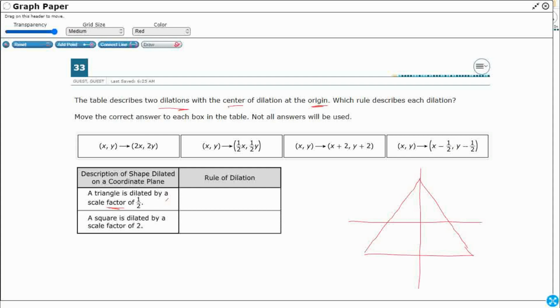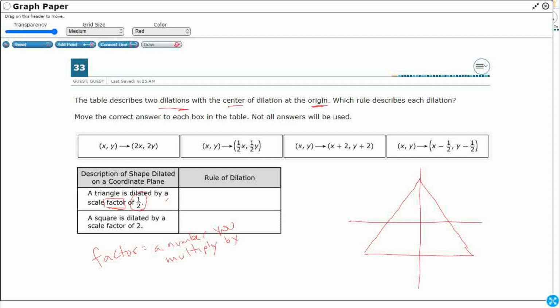Well, if I'm not really sure what dilation means, I could hopefully clue in on this word scale factor. Since we've been learning about this in the 3rd grade, a factor is a number you multiply by. So when you think of factor, you should be thinking multiplication. And that is correct. We're going to multiply something by 1/2. So what happens when we multiply by 1/2?